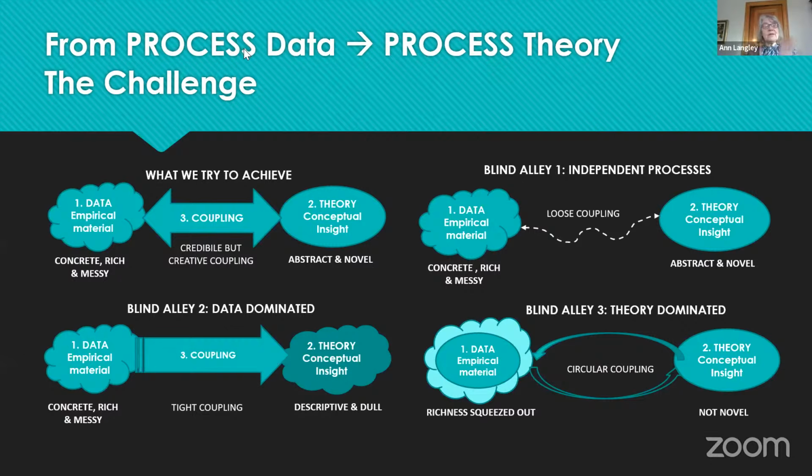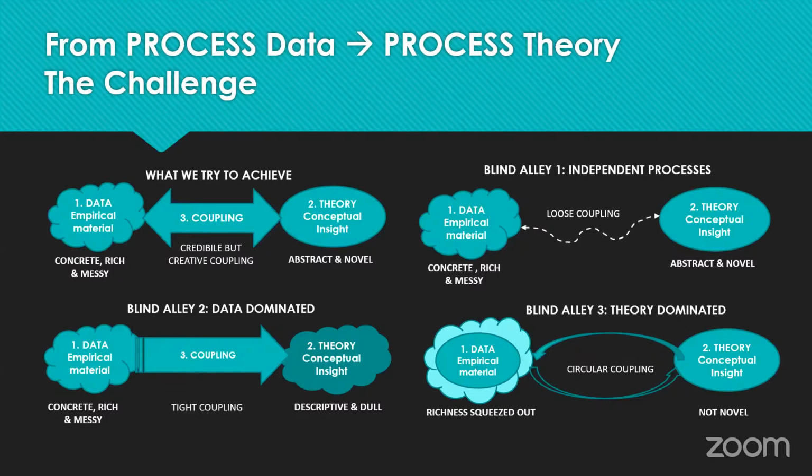So those are the different problems that might arise. And we're now going to talk about some of the ways that we might try and do something that would lead us to the first diagram, which is concrete, rich, messy data, abstract and novel theory, and credible but creative coupling, which is kind of what we're trying to achieve.